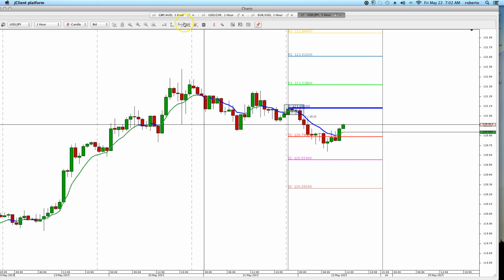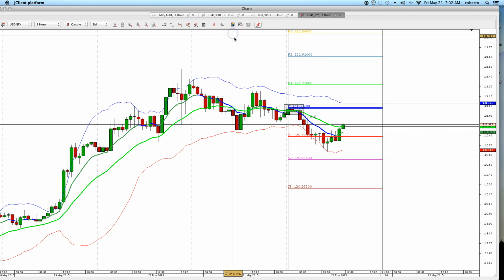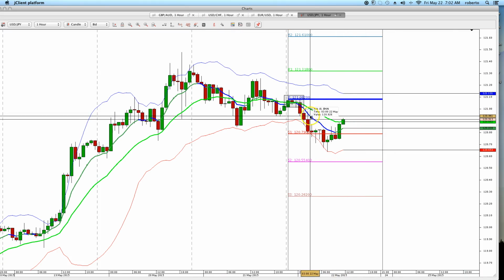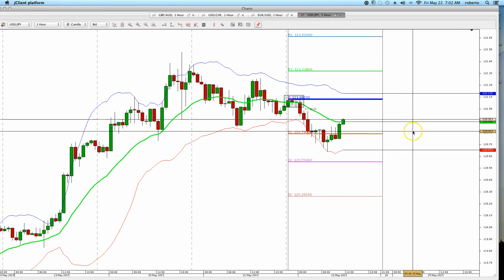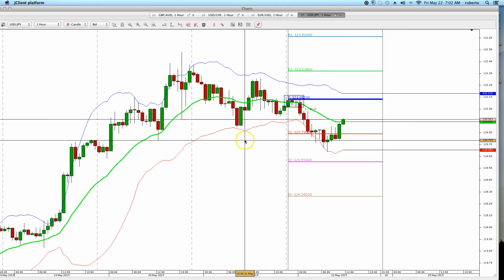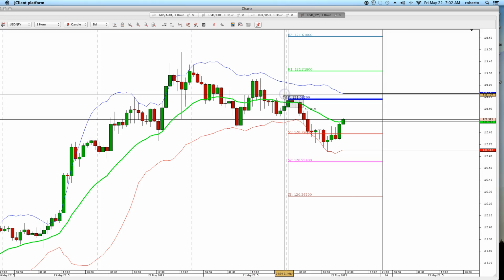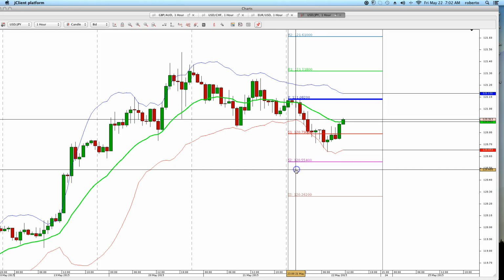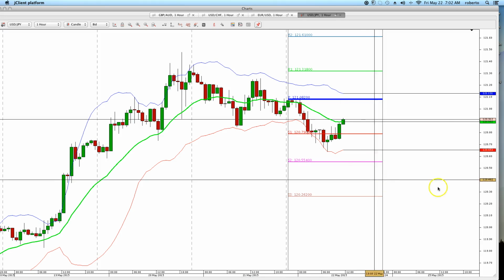The other indicator I like using is a Bollinger Band. So let me just remove the 8 moving average line. And this is a lot easier to do. Bollinger Bands are great visual to see what is the overall direction of the market.